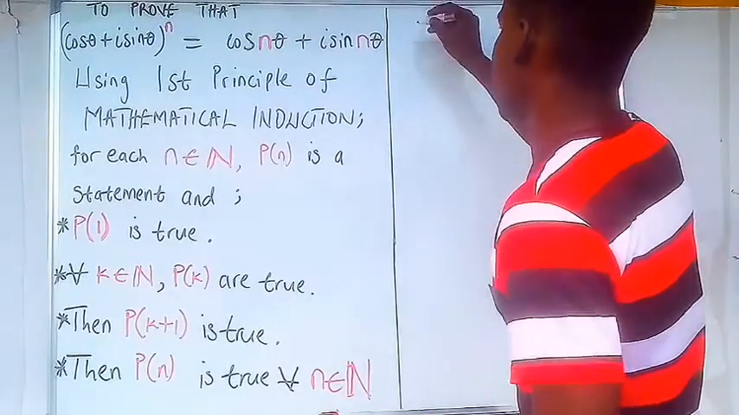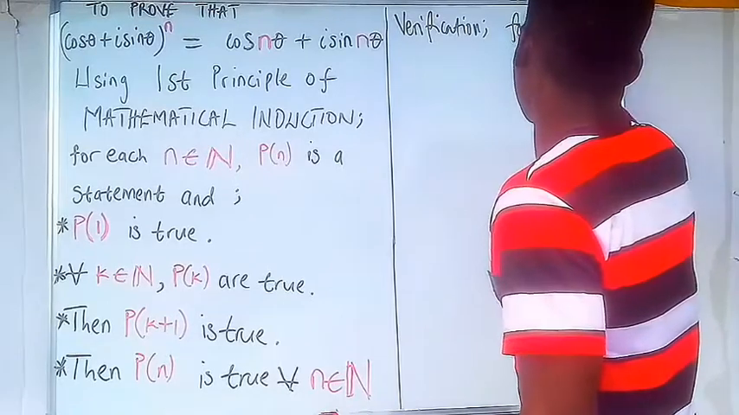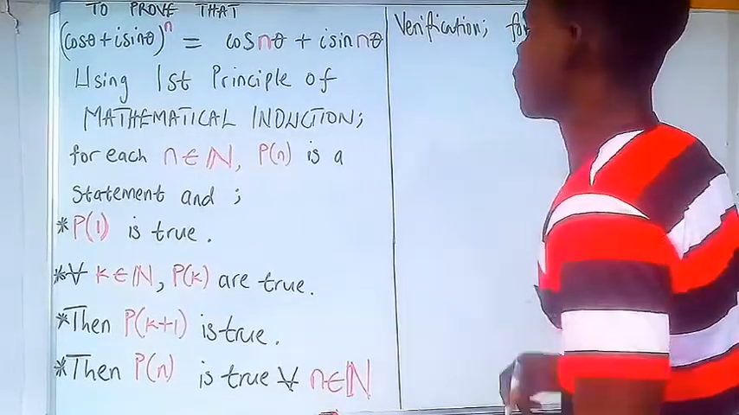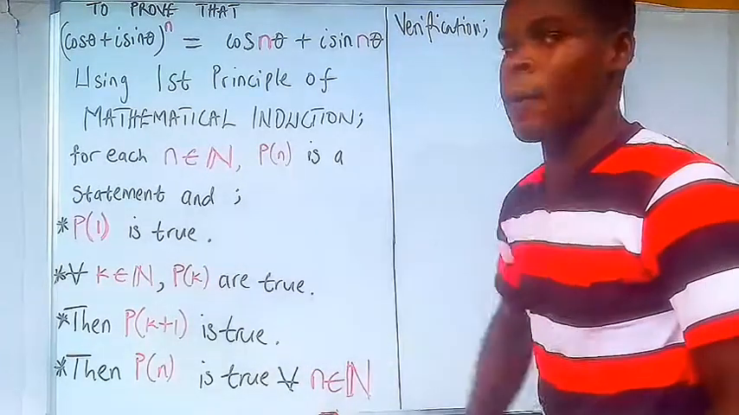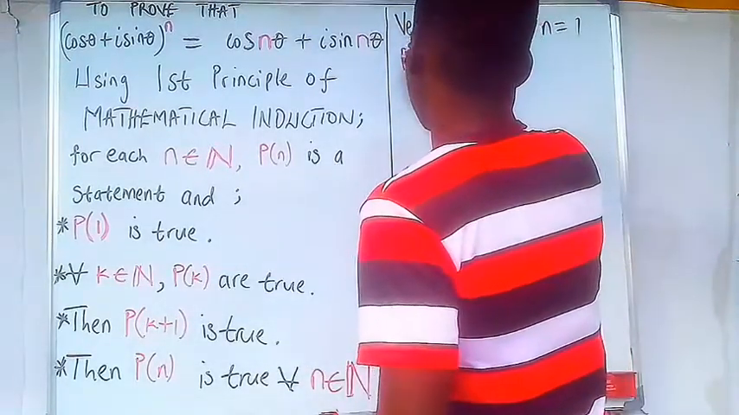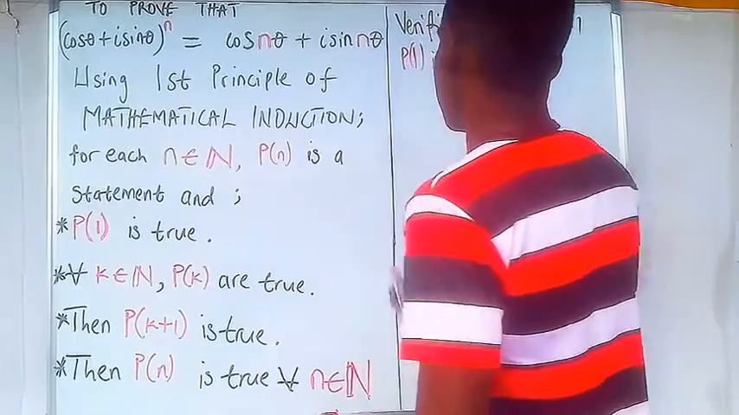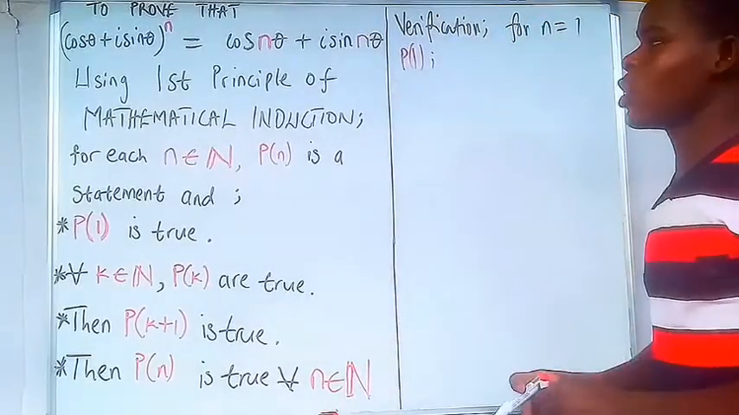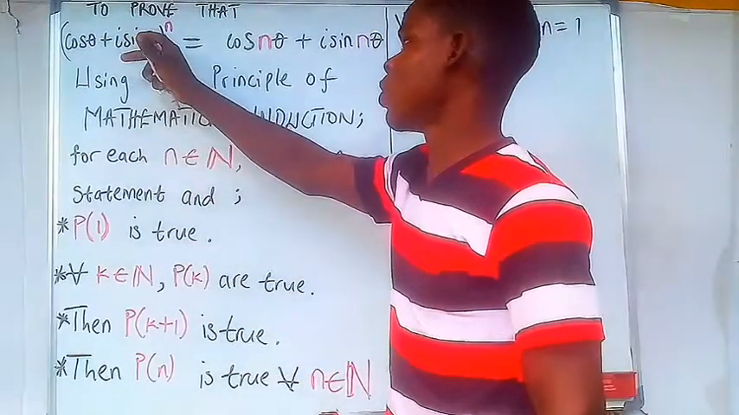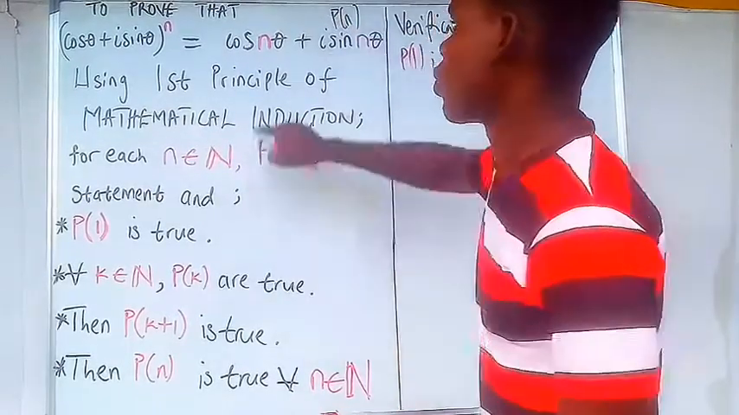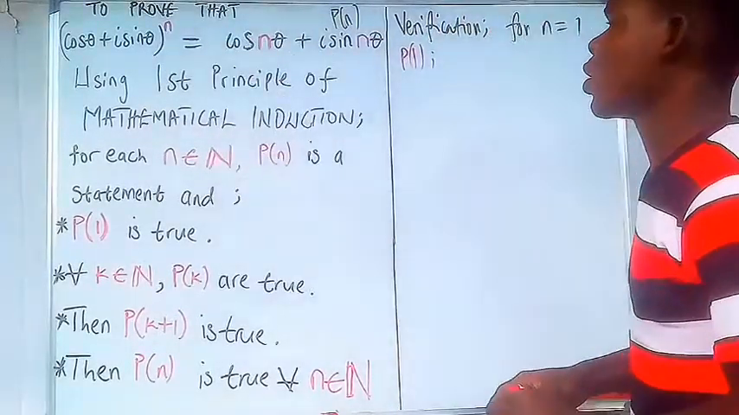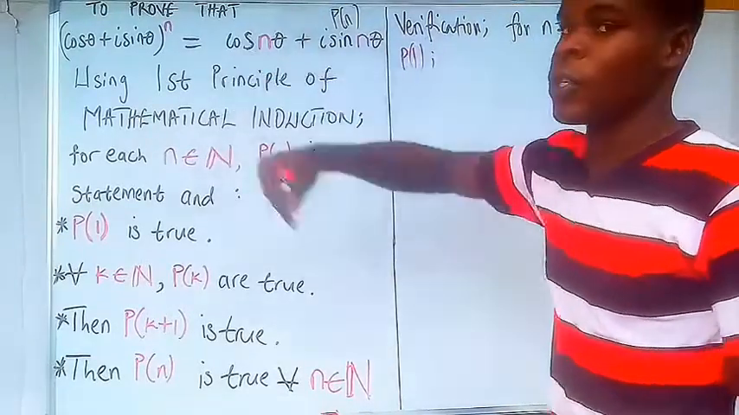First of all, we have to verify this for n equal to 1. So where n is equal to 1, that is P1. Notice that this is just Pn, this statement. So for P1, that simply means we put 1 in place of n.